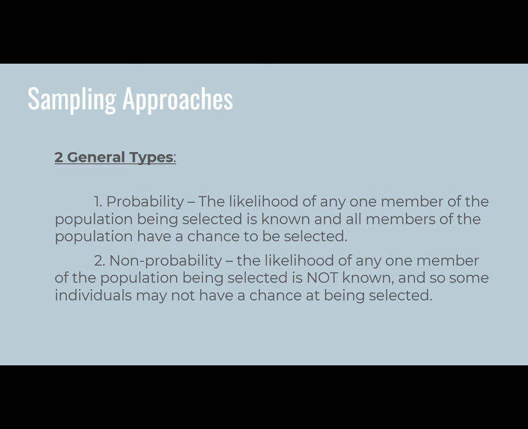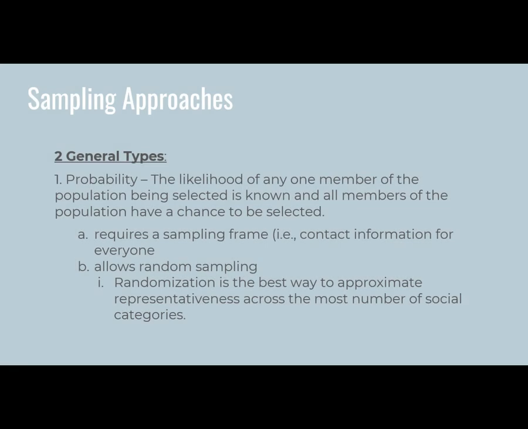So a non-probability sample is where the likelihood of any one member of the population being selected is not known, and so some individuals may not have a chance at being selected. That likelihood of being selected is known can be kind of abstract, so let's talk a little bit more about it. So in order to have a probability sample, you have to have a sampling frame.